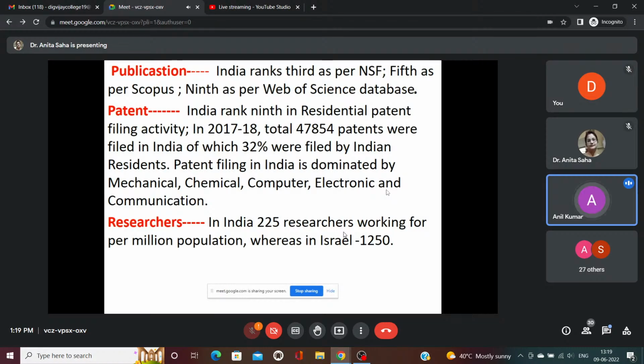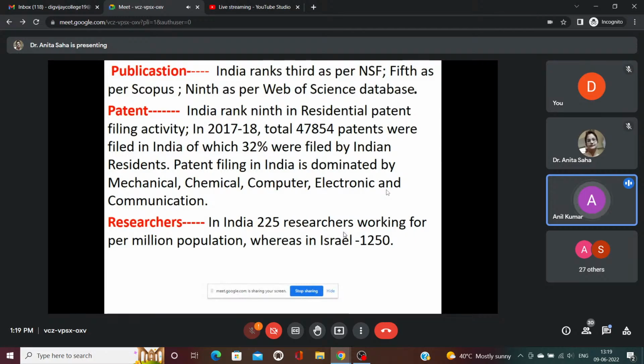Definitely the publications from China and the USA are far better than India's. But in overall ranking, India ranks third in NSF, fifth as per the Scopus database, and ninth as per the Web of Science. So this is a very promising point, and it gives immense pleasure to the Indian population.